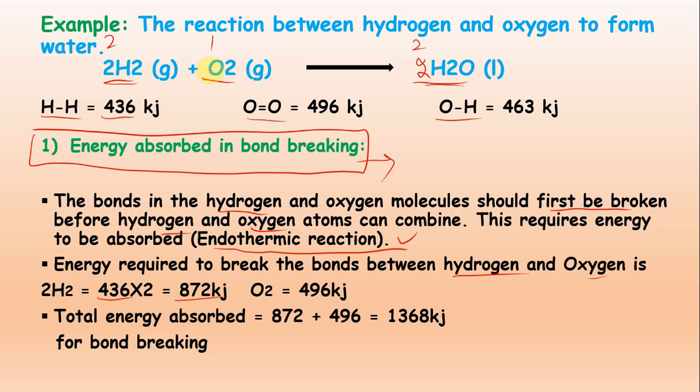Then for the one oxygen molecule, that is 496. Now you have to add these two values for hydrogen and oxygen, like 872 plus 496. You will get 1368 kilojoules of energy. That is for the bond breaking, the endothermic part.